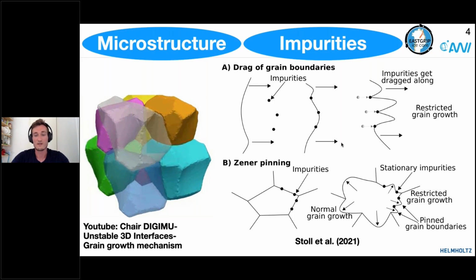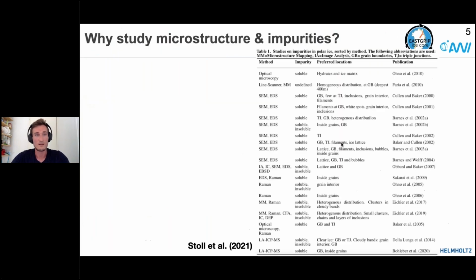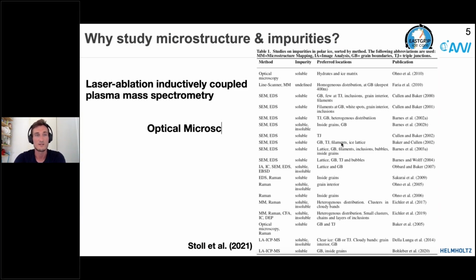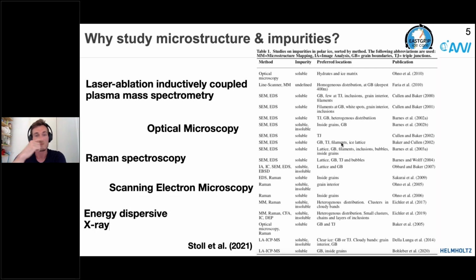And we are still trying to figure out how this is exactly happening and what is actually happening. When I study those, here I just compiled a very long table of studies regarding impurities and also microstructure over the last 2 decades. Please don't try to read all of them. This is just to give you a small impression of what has been done and what methods have been used. So a lot of different methods, from classical optical microscopy to electron microscopy to Raman spectroscopy, X-ray spectroscopy, and also laser ablation, ICP-MS.